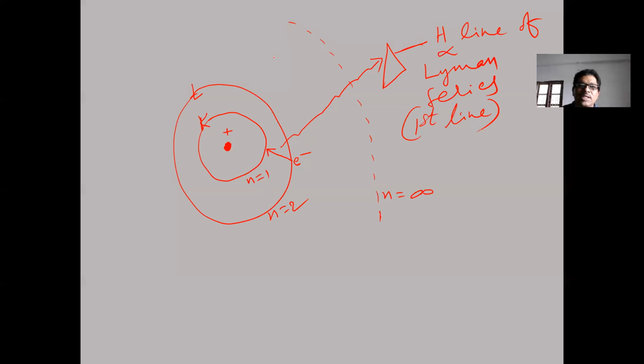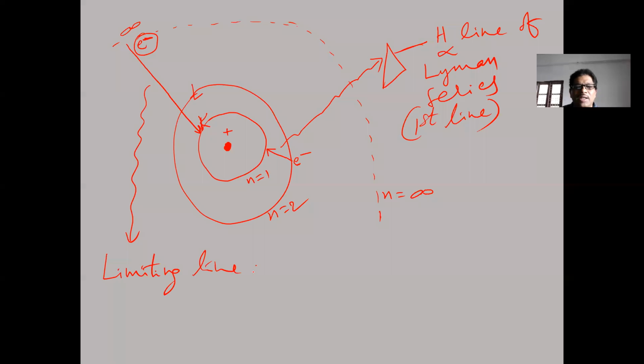Suppose the electron is jumping directly from the infinity orbit to the first orbit. In this case also, some amount of energy is released. This is called the limiting line. The limiting line of which series? Again the Lyman series only.